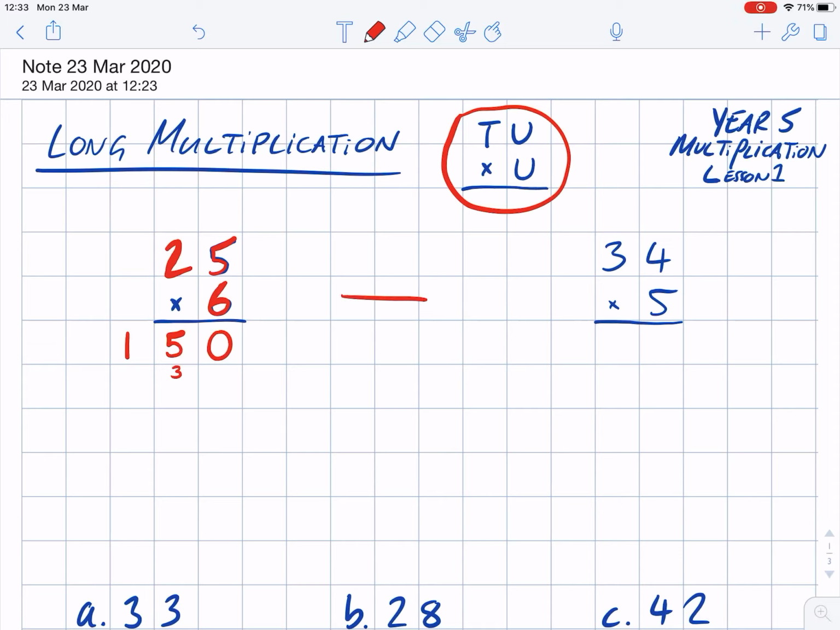Okay, moving on to this next example, 34 multiplied by 5. Again, like I just explained, we always start at the bottom right, which is our 5, and we go straight up first of all. So 5 times 4 is 20. And then again, we take our 5 and we multiply it by the 3, which is 15. Add the 2 underneath, and we get 170.